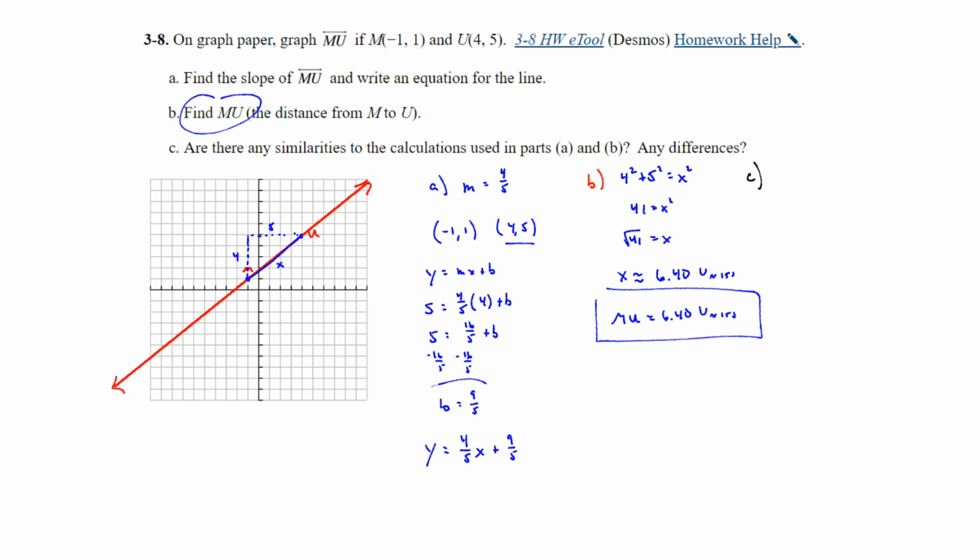Are there any similarities to the calculations used in part A and B? Any differences? So part A was to find the slope, which we found to be 4/5. And then on part B, it wanted us to find the distance, which was mu, which was the square root of 41. So part A represents a ratio. So that's where we went up 4 over 5. It's not talking about the actual distance. Whereas in part B, it wants to know what the length is of that line segment. So once again, on part A, it's asking for a ratio. That's what slope represents. Where on part B, it's looking for the length or the distance between the 2 points.